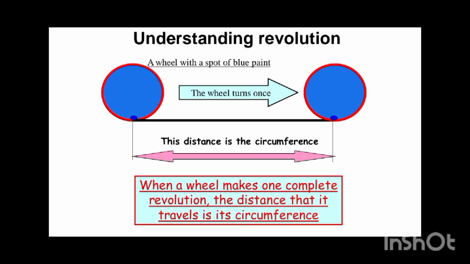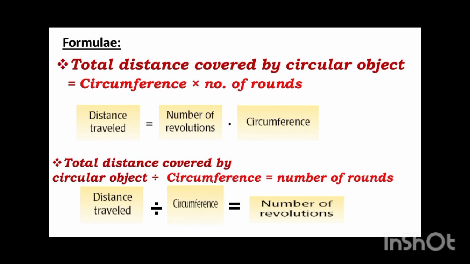Now, understanding revolution. A wheel with a spot of blue paint, the wheel turns one. So the distance is the circumference. When a wheel makes one complete revolution, the distance that it travels is its circumference. So the formula: total distance covered by a circular object is equal to circumference multiplied by number of rounds. So distance traveled is equal to number of revolutions multiplied by circumference. Total distance covered divided by circumference gives us the number of rounds. So total distance traveled divided by circumference is equal to the number of revolutions.